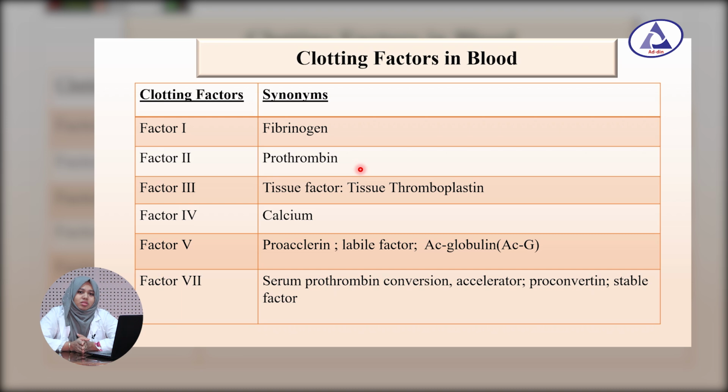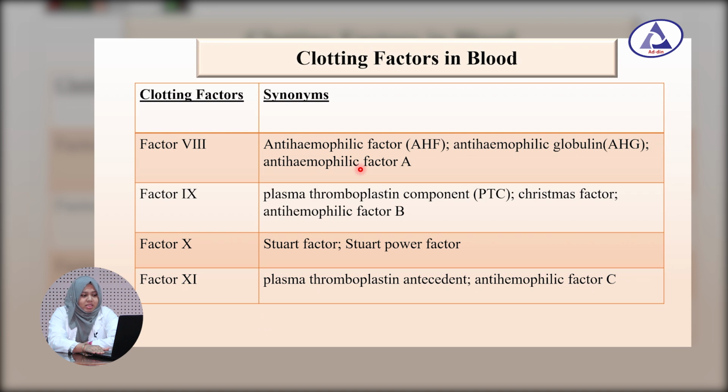So before going into the process of hemostasis, we should know about the blood clotting factors. There are many blood clotting factors in our blood which are responsible for blood clotting, and we can categorize them into different numbers. Starting from factor 1, fibrinogen; factor 2, prothrombin; factor 3, tissue thromboplastin; factor 4, calcium ion; and factor 5 is proaccelerin or the labile factor. Factor 7, which is also known as serum prothrombin conversion factor. Factor 8 is known as antihemophilic factor A, and factor 9 is known as antihemophilic factor B.